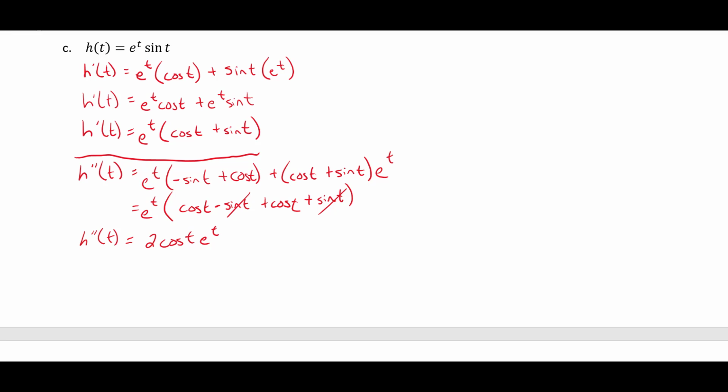Now, to clean this up, make it look nicer and to avoid confusion, you could write this, and I probably would, as 2e to the t cosine t. But that's the only other thing you really could do to this. But then you're done either way.